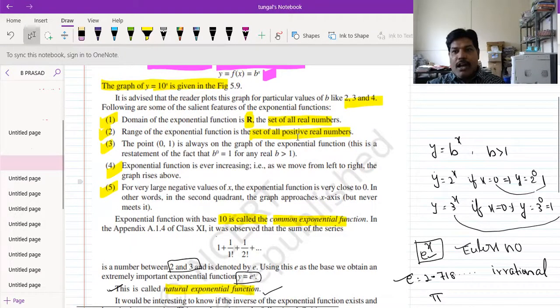Every graph of the exponential functions passes through the point (0, 1). In the positive x direction, if you increase the x value, the function grows. If you take large negative values of x, it approaches the x-axis. If the base is 10, it is called the common exponential function. If the base is e, it is called the natural exponential function. And e is called Euler's number, an irrational number, e is equal to 2.718 and so on. This number does not end. Okay, see that condition, students.